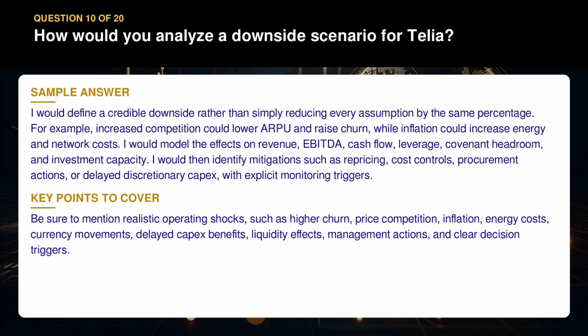Be sure to mention realistic operating shocks, such as higher churn, price competition, inflation, energy costs, currency movements, delayed CapEx benefits, liquidity effects, management actions, and clear decision triggers.